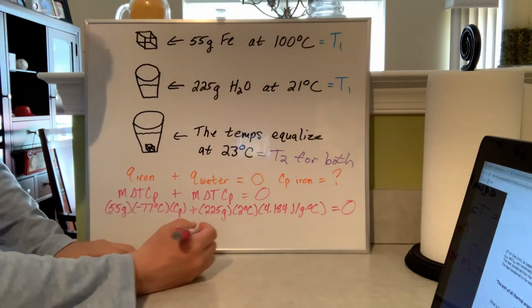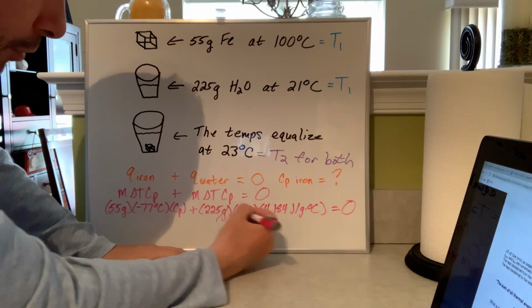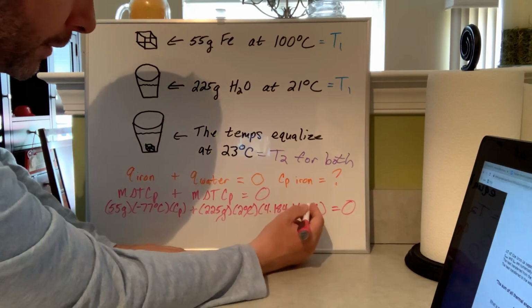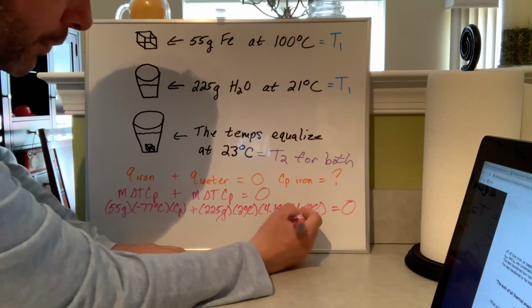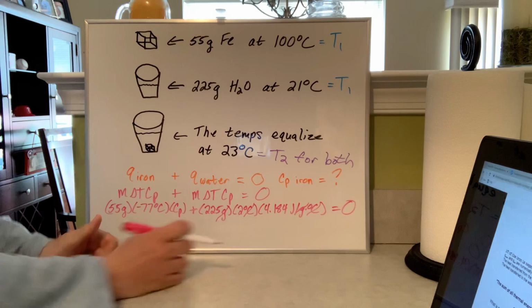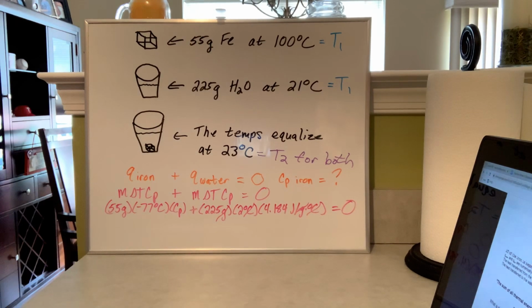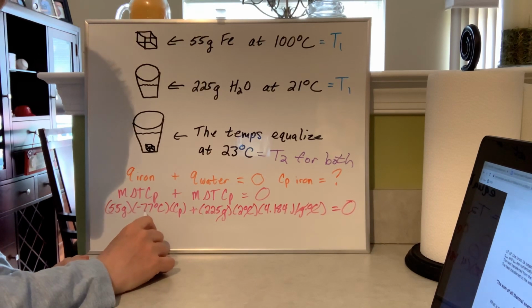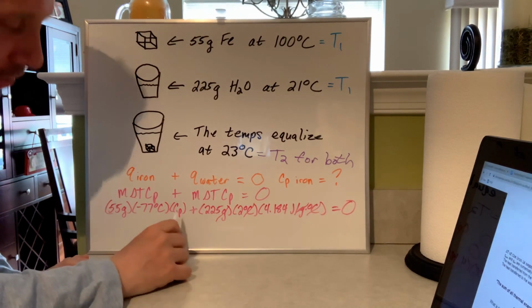All right, so let's see what we got. What can we cancel out? We can cancel out grams and Celsius here and grams and Celsius here. So the only things left is joules. All right, it's time to do a little math then. But luckily for you, I already have this worked out. Okay, well here, all I can do is 55 times negative 77, right? I can't complete it because I don't know the CP.